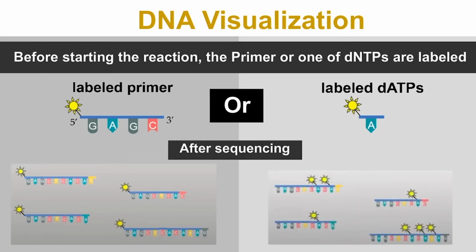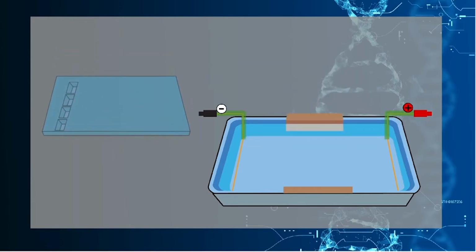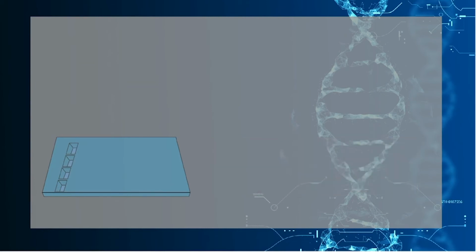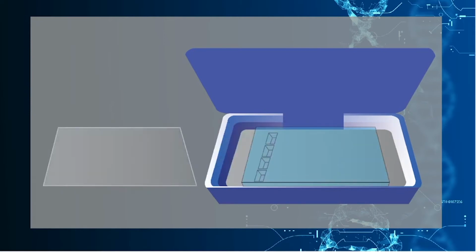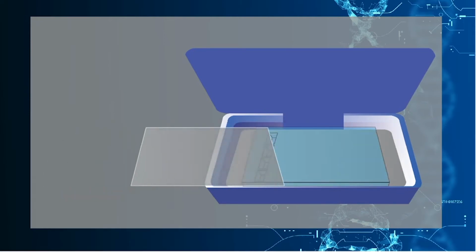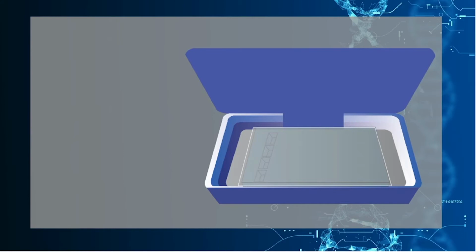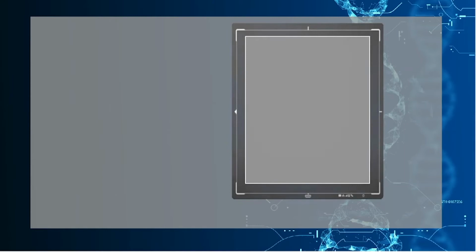So irrespective of whether you use the labeled primer or the labeled dNTPs, once you have the DNA resolved on the agarose gel, you have to visualize the DNA bands with the help of autoradiography. So you take the agarose gel and put it into the gel cassette, put in the X-ray film, close it and let it be exposed for overnight or 72 hours. During that period, the radioactivity present on the gel is going to expose the X-ray film, and that's how you are going to get the bands of the DNA.